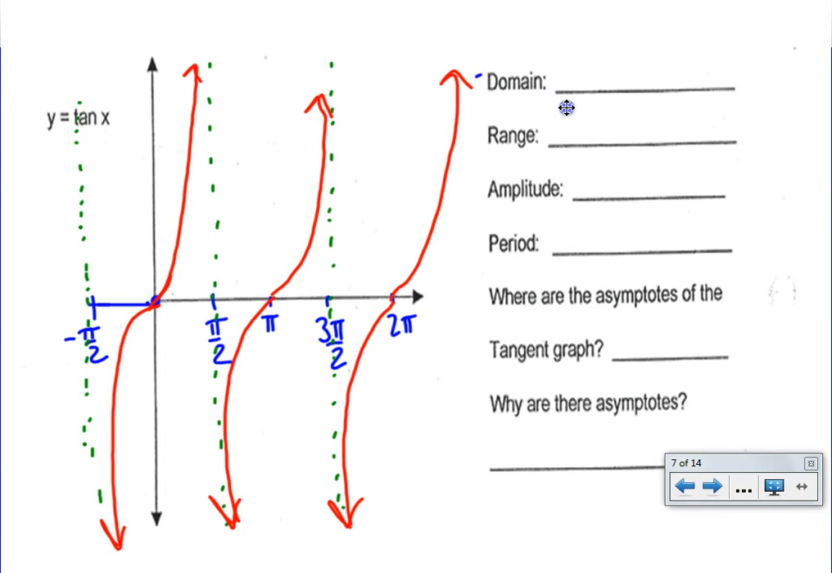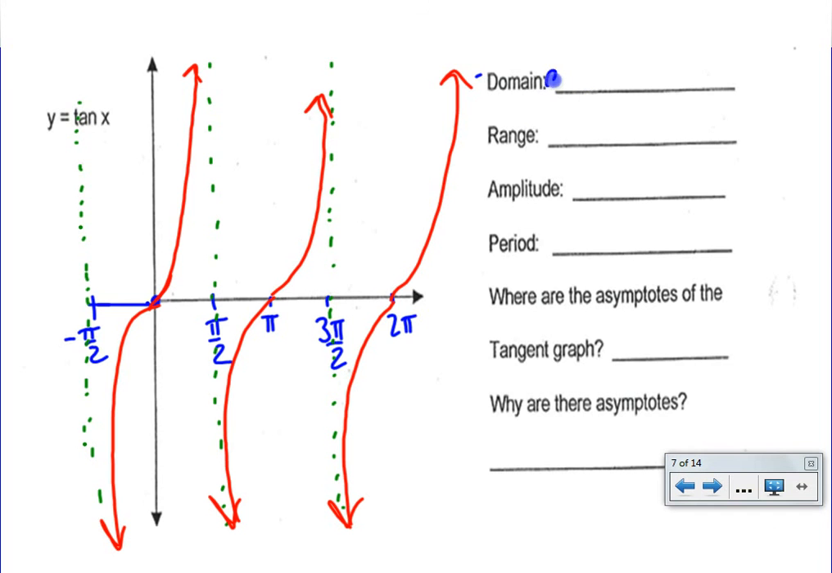Okay, domain. There's an asymptote at pi over 2. There's an asymptote at 3 pi over 2. I don't think we can just say everything except for pi over 2k. Same reason as the last question. If I put pi over 2k, what if k was 2? What's pi over 2 times 2? Pi. Is there an asymptote at pi?